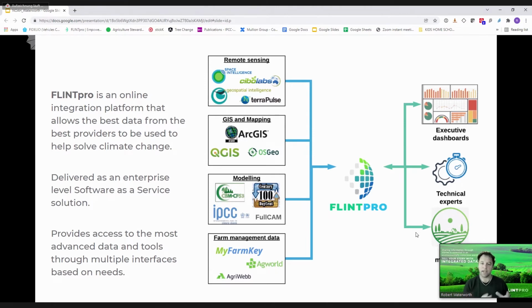And what it does is it takes products from all of these different providers, the Space Intelligences, the TerraPulses, the SIBO labs, for example, from remote sensing, a whole series of models, and a whole lot of other information from farm management data, for example. And it brings it into one place and integrates it, creates the results that you require, and provides them out the back end for users. And so this is a really interesting space because the integration space has largely been left to governments to date. It hasn't been addressed in the private sector. And this is the issue that we're trying to address with flintpro.